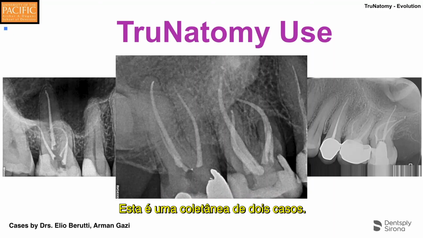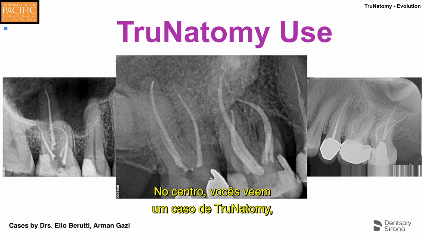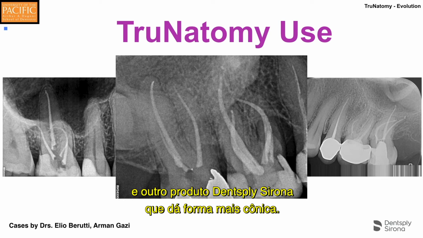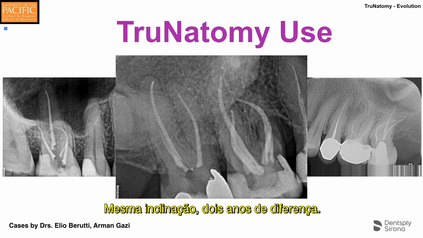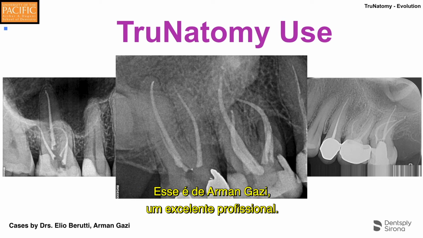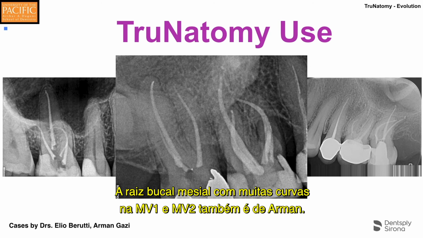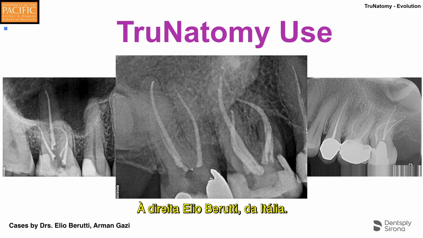This is just a collection of 2 cases. In the center, you see a TruNatomy case and another Dentsply product that produces a more tapered shape. And I'll leave your imagination open to what instrument that is. Same clinician, 2 years apart. This is Arman Ghazi in Brussels, who is an excellent clinician. Also on the left, a highly curved mesiobuccal root with MB1, MB2, also Arman's case. To the right, Elio Beruti in Italy.